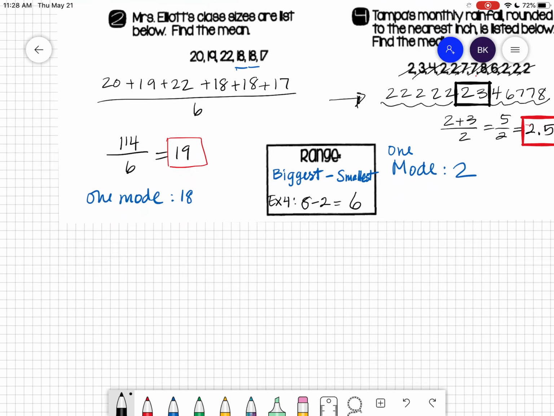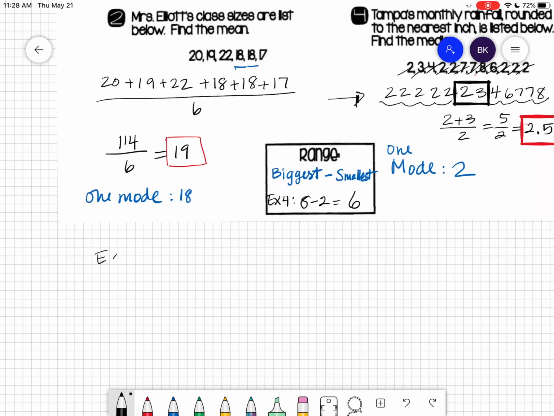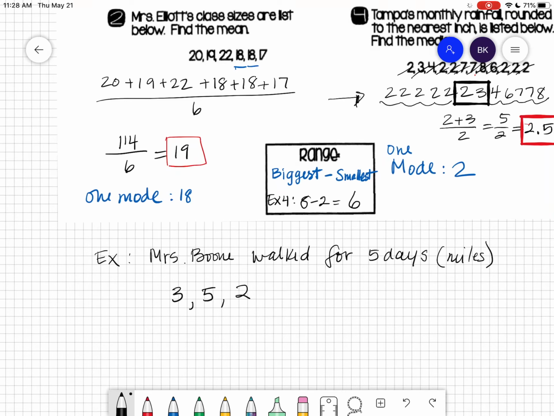So really quickly, I just want to do one more example. Mrs. Boone walked for 5 days, in miles, and these are the number of miles for each day that I walked: 3, 5, 2, 6, and 5, Monday through Friday.